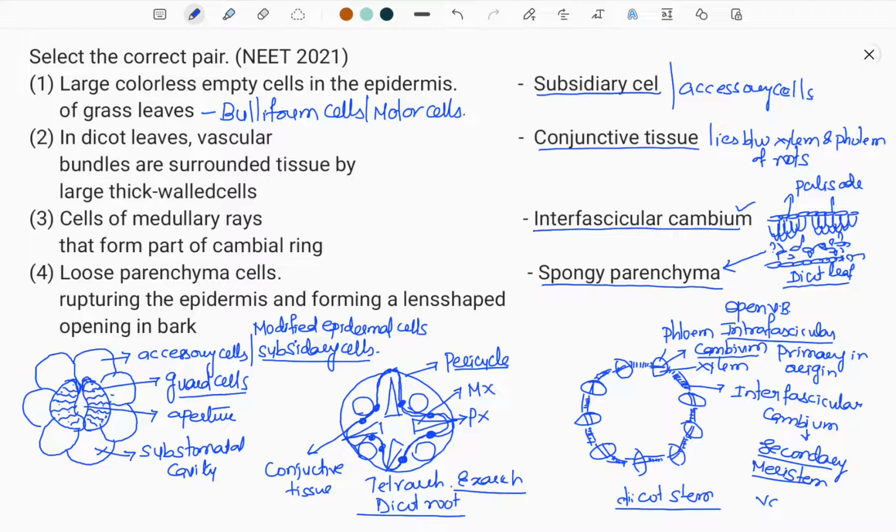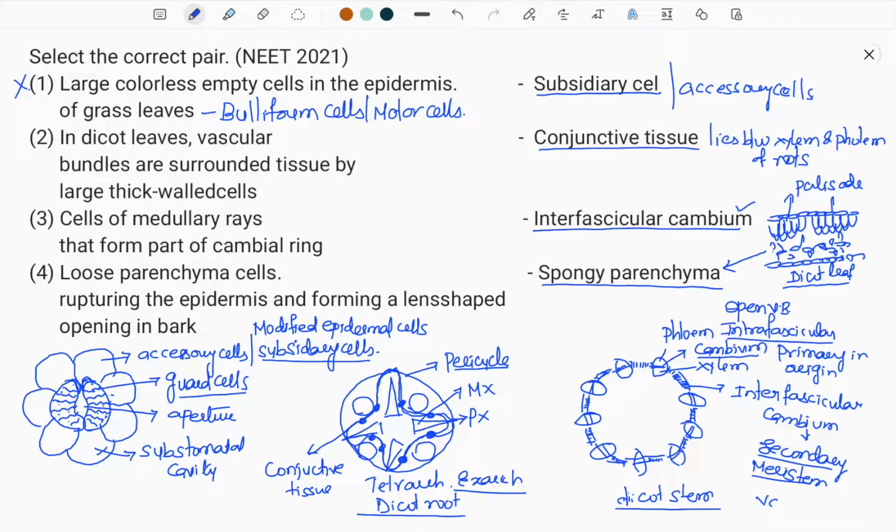So it is a defensive process, a safety measure in some grasses to protect the plant from water stress. Remember, they are present only in the upper epidermis of some monocots, some grasses, not in all. They are called bulliform or motor cells, but they are not subsidiary cells. So this is not the correct pair. Next you see, in dicot leaves, vascular bundles are surrounded by large thick-walled cells.